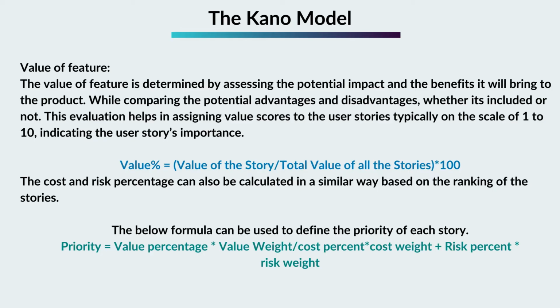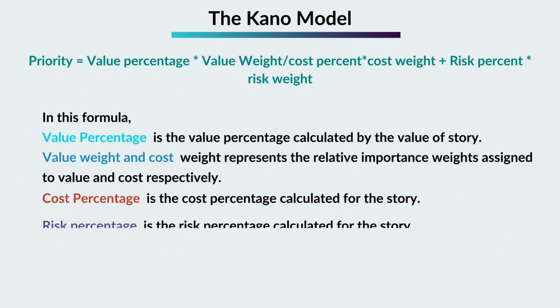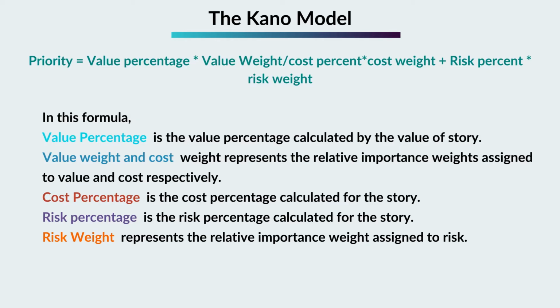The cost and risk percentage can also be calculated in a similar way based on the ranking of the stories. The below formula can be used to define the priority of each story. Priority equals value percentage * value weight / cost percent * cost weight plus risk percent * risk weight. In this formula, value percentage is the value percentage calculated by the value of story.